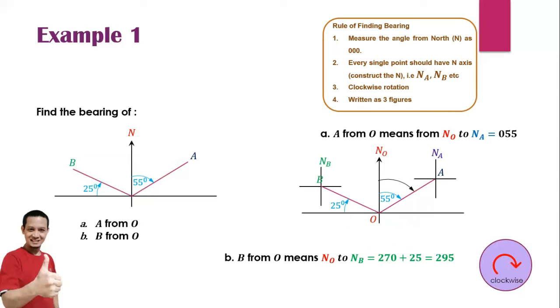From north O to north B or line B. Okay, that's why the angle is 295. Why the answer 295? Because from north O to north B or line B, three quarters of a circle plus 25 degrees, right? So the answer is 295 degrees. Remember, clockwise direction. Is it clear?